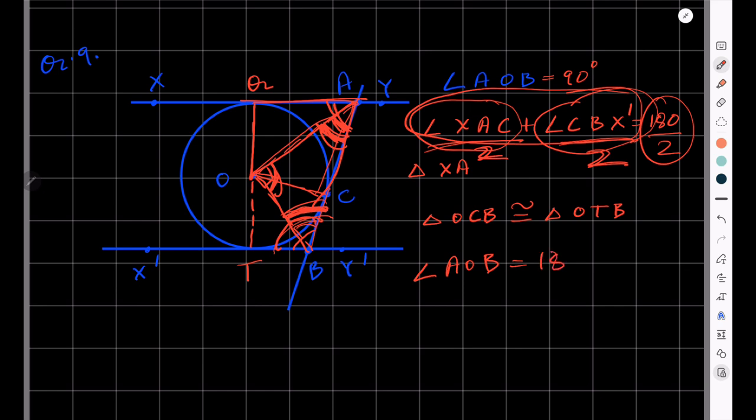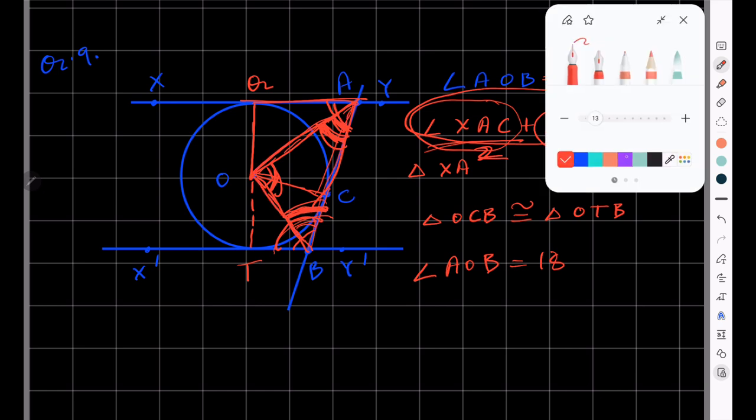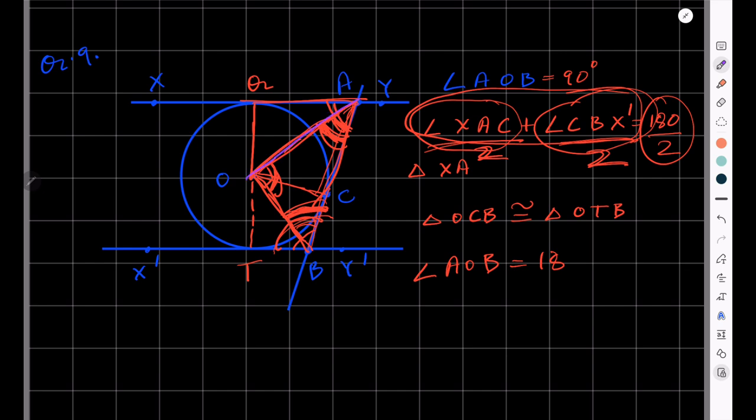Why? Because in this triangle, all the angles put together should be 180 degree, and we have already proved that this angle and this angle is 90 degree. So this also has to be 90 degree. So we proved that angle AOB will be 90 degree. Little bit complicated problem, but I think maybe you can understand that.